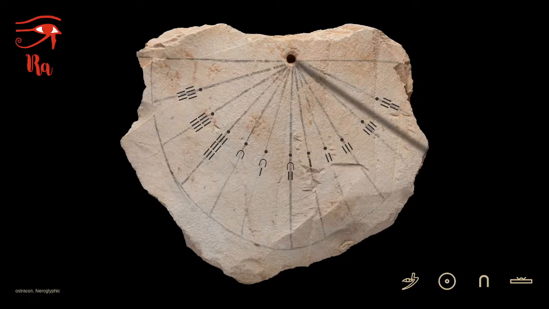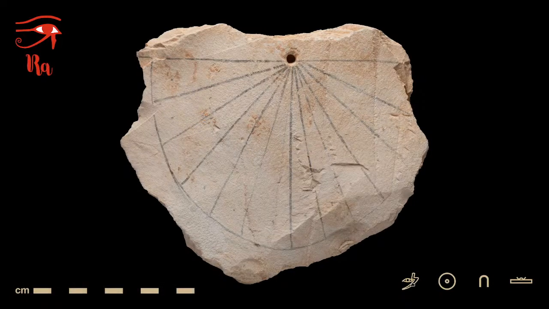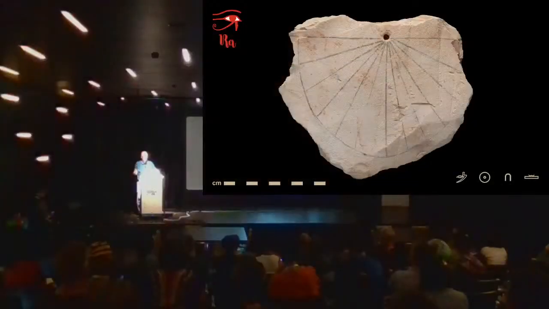This is the icon for the view mode. You can use it to have a look at the so-called ostracon as it is. On the top left, you can see a ruler, a 10 centimeters ruler. So you can see this is about this size, and it is probably the world's first wristwatch, portable watch or pocket watch.